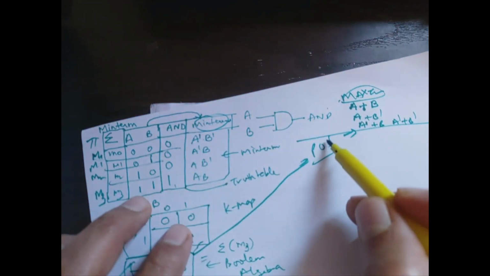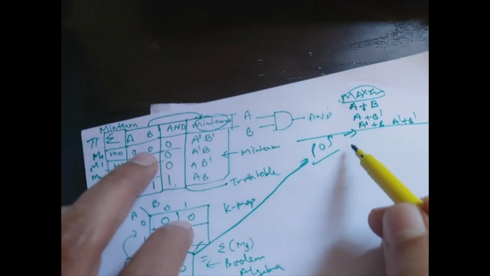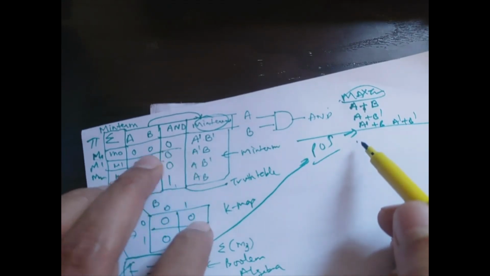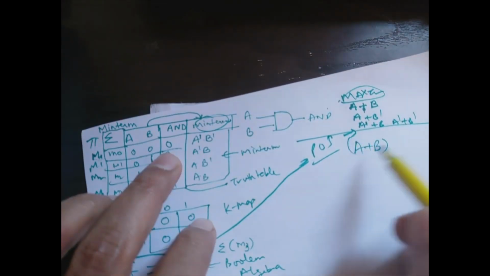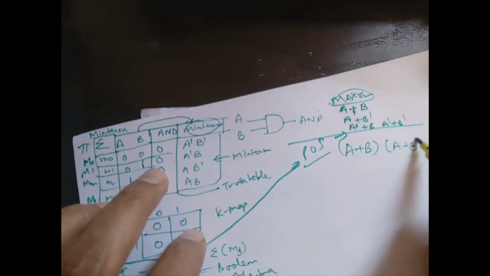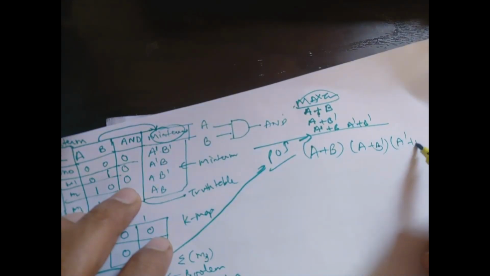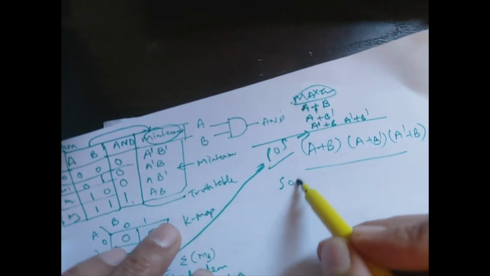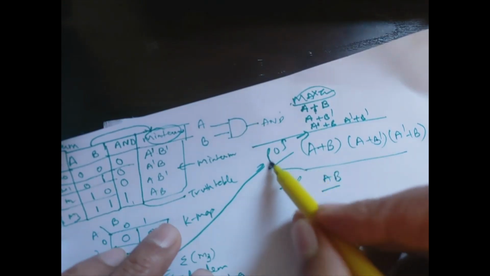So what you do is directly, if you want to write the product of sums function, you pick the non-participants and copy the max terms of them. So let us do that. This is not a part of the function, so we'll have this in our function. Then this is also not a part, we will write this in the function, and then this is also not a part, so we will write this in the function. So we have directly found the product of sums form from the sum of products form for the AND gate function.